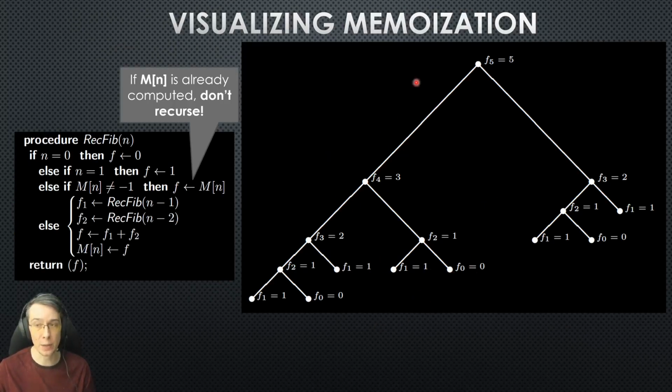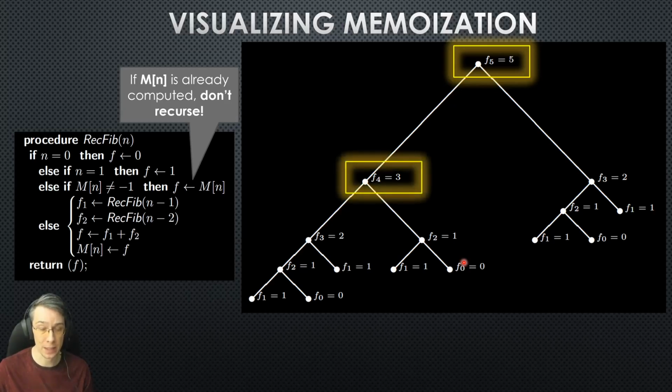Here on the right, we have the recursion tree for the 5th Fibonacci number, and this is for a naive recursion. Let's see how this recursion tree changes once we introduce memoization. So it starts out the same as in the recursive algorithm. We make our 5th recfib call, and it's going to make recursive calls to F4 and F3 to compute F4 and F3.